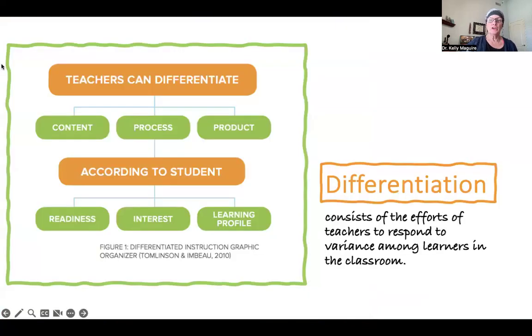All righty. So I'm going to start off by talking to you a little bit about what differentiation is. I'm going to give you a few of my favorite ideas, and then I'll go over the assignment. Differentiation is a way for a teacher to respond to the variance among the learners that they may have in their classroom. There are different ways that we can differentiate. We can differentiate the content, the process, and the product. Now, according to the student, that might be in readiness or interest, their learning profile.